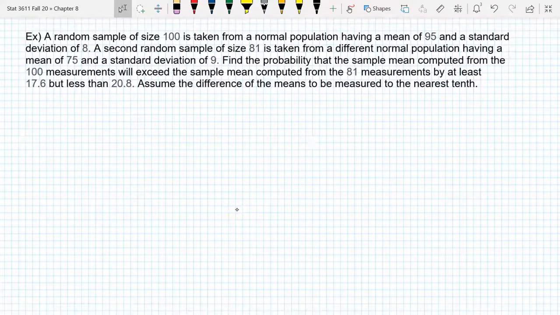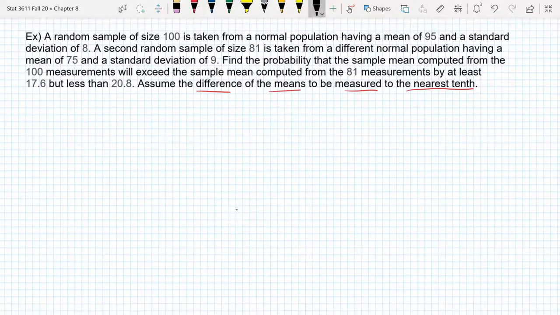All right, a random sample of size 100 is taken from a normal population having a mean of 95 and a standard deviation of 8. A second random sample of size 81 is taken from a different normal population having a mean of 75 and a standard deviation of 9. Find the probability that the sample mean computed from the 100 measurements will exceed the sample mean computed from the 81 measurements by at least 17.6 but less than 20.8. Assume the difference of the means to be measured to the nearest tenth.